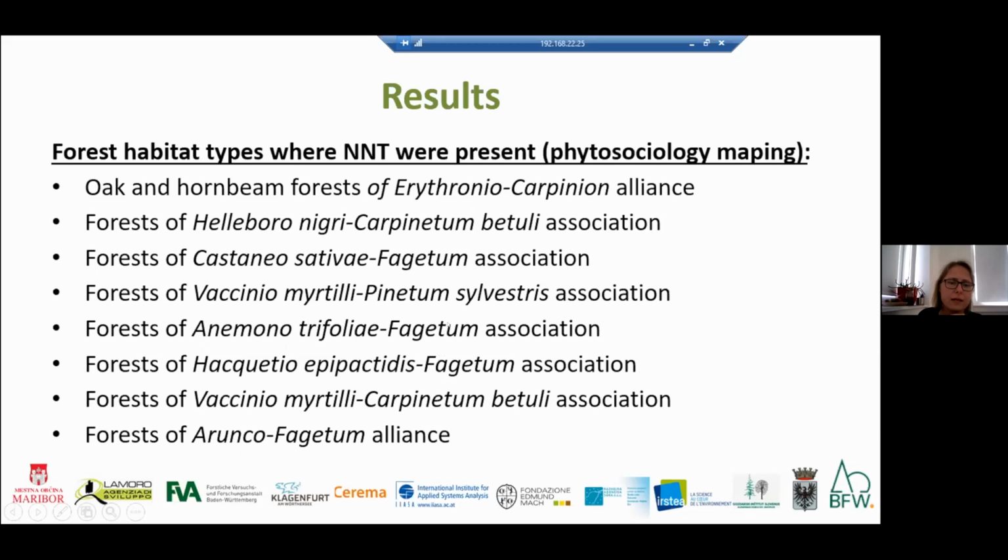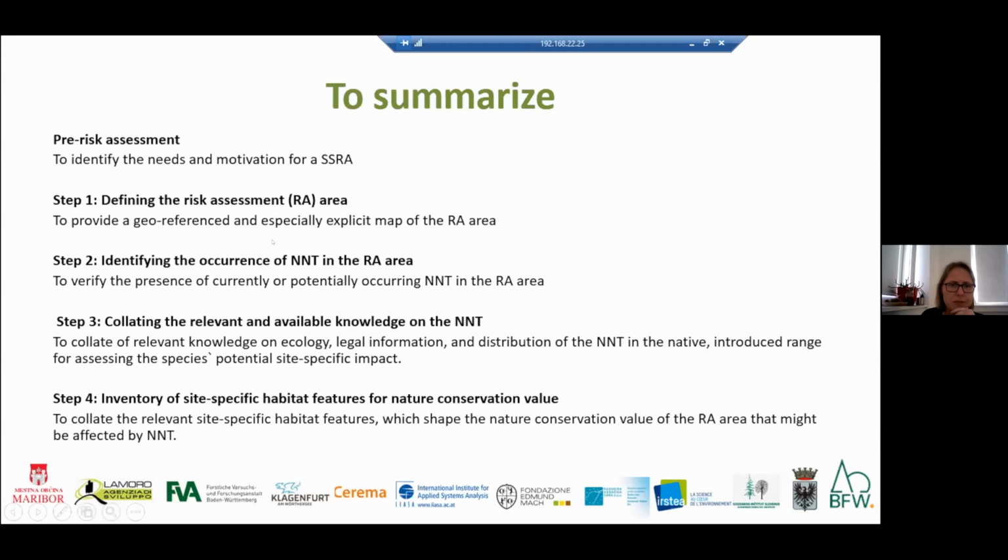We also did it with phytosociology mapping, so we get associations and alliances. And here is also the problem of data. It doesn't mean that there are no non-native trees present in other habitat types. It's only that the data shows these 8 habitat types.